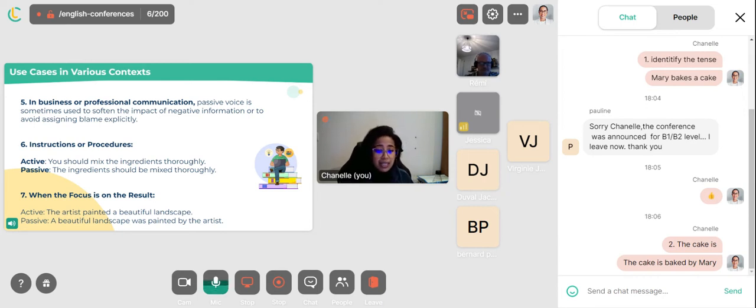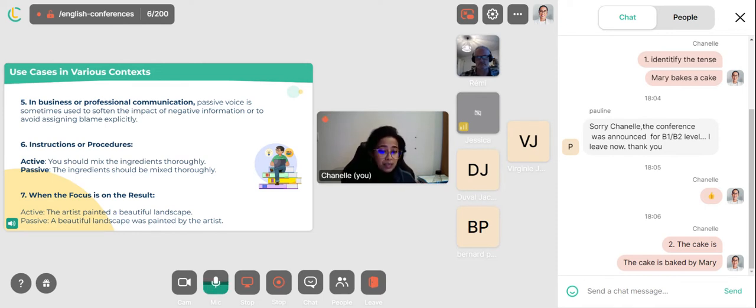It's also used in instructions and procedures. The active voice says, you should mix the ingredients thoroughly. The passive voice says, the ingredients should be mixed thoroughly. So we can see, on peut voir qu'il n'y a pas le sujet. C'est pas une personne. It's not a person. So that means we shift the focus. The focus is now the ingredients. So that is why the passive voice is important, because the passive voice talks about a thing, not a person.